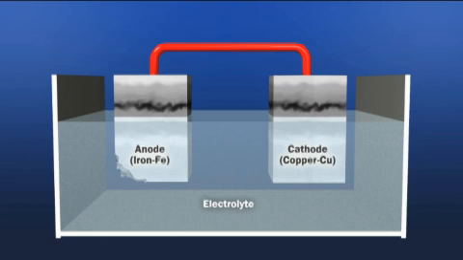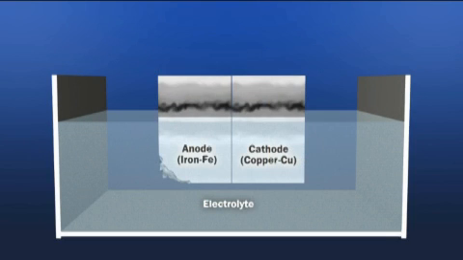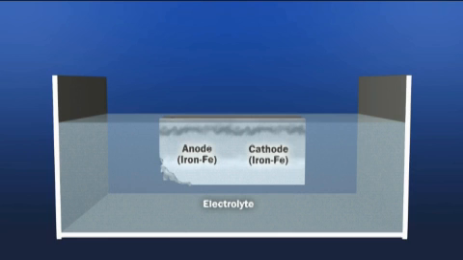A galvanic cell can also be created with a single metal or alloy immersed in a non-uniform electrolyte. Again, corrosion occurs at the anode. In a single piece of metal, the metal itself becomes the electronic path.